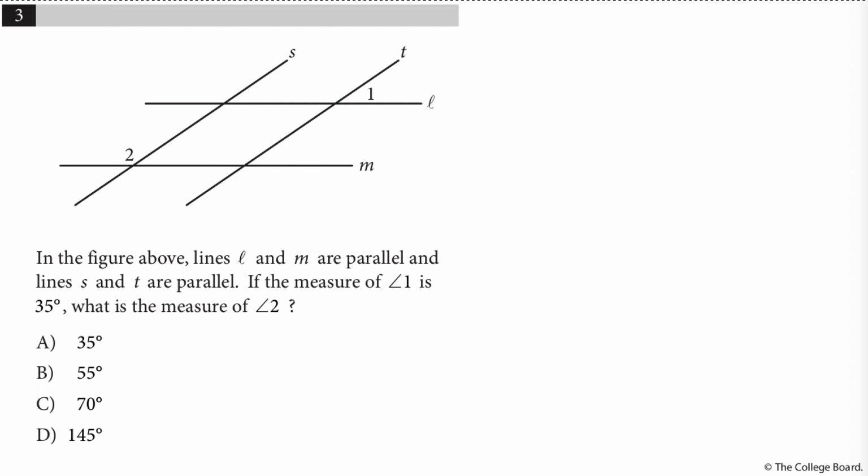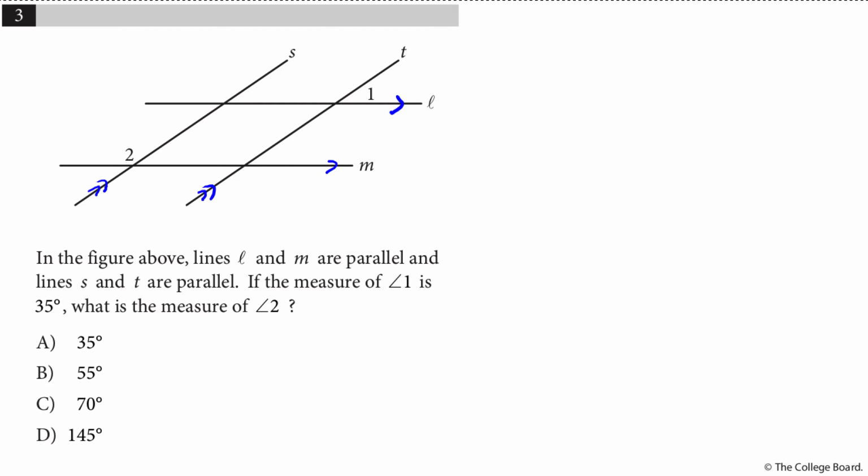Okay, give this a shot. All right, so a little bit of geometry. In the figure above, lines L and M are parallel, and lines S and T are parallel. If the measure of angle 1 is 35 degrees, what is the measure of angle 2? So there are a bunch of ways to get around here. One of the most mathematical ways would be this.